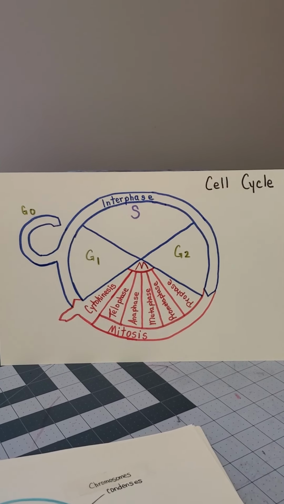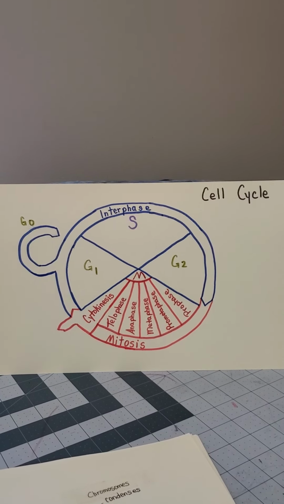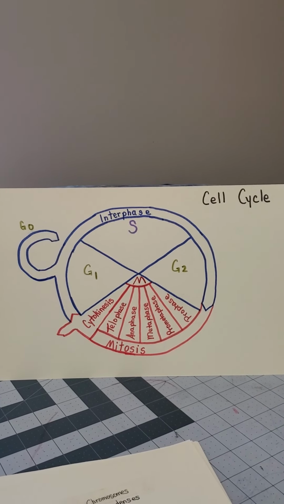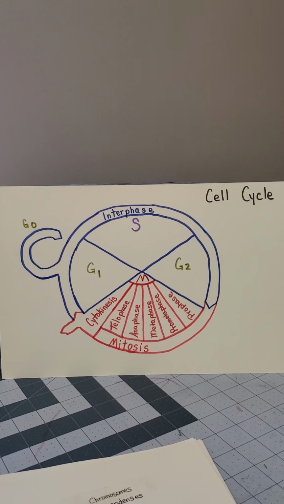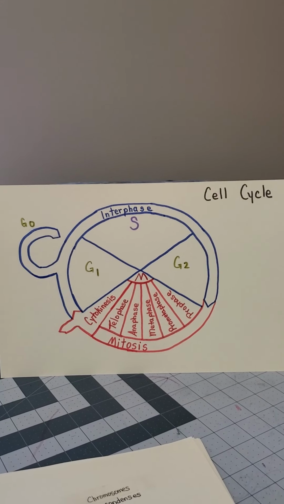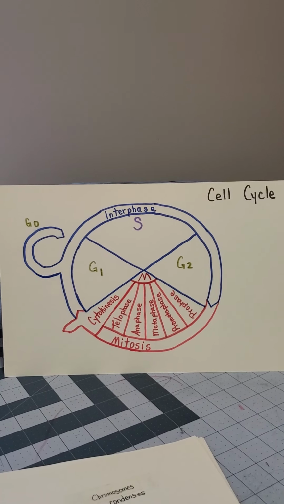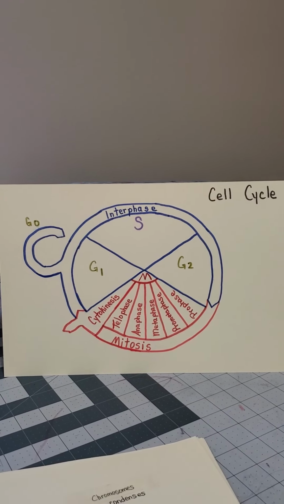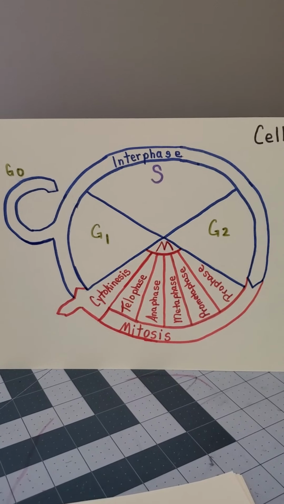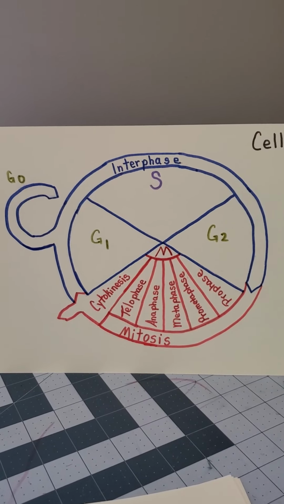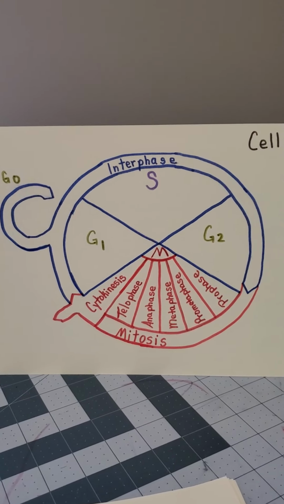Here's the whole cell cycle, and the purpose of the cell cycle is turning one parent cell into two daughter cells. It's used for growth from a single cell into a multicellular organism, reproduction, and repairing old cells. The first stage is interphase, and it's divided into 3 stages.